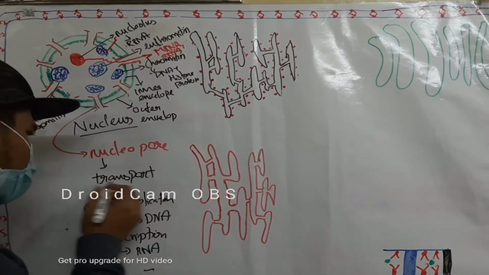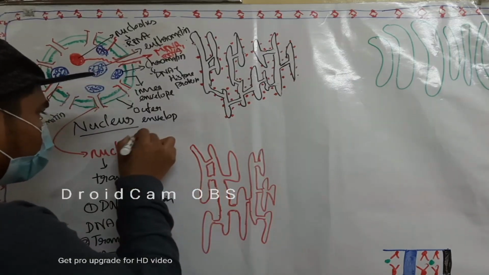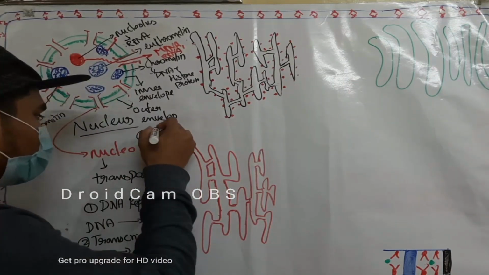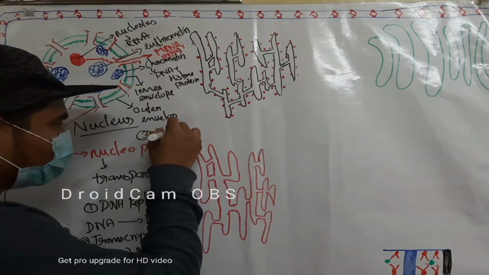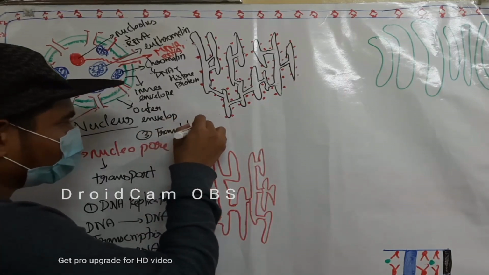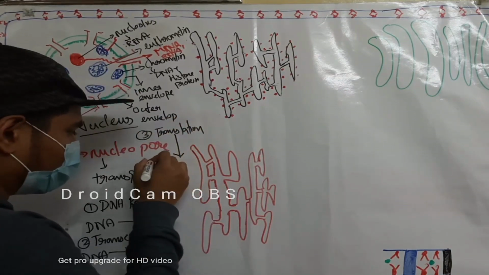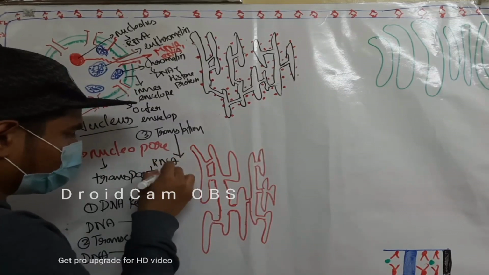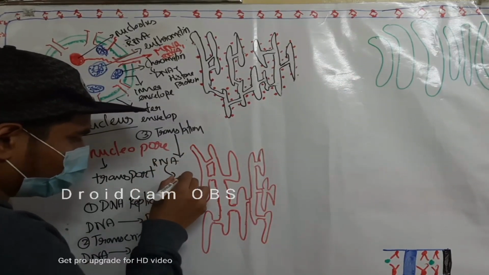And the third one, we will write here due to lack of space. The third one is translation. This is the process by which an RNA produces a protein.